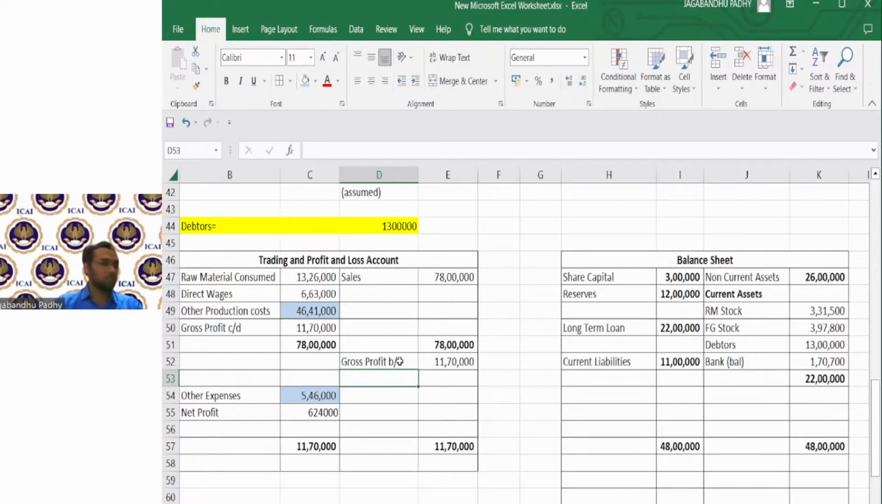So the debtors outstanding figure will be dependent on how much sales you are making. So if you are giving them a 3 month credit period, 3 months of your sales figure will be outstanding as debtors, right?